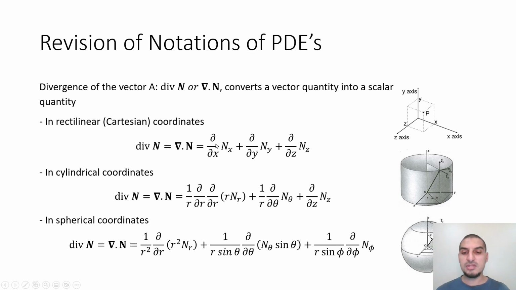In Cartesian coordinates, it's gonna look almost exactly like the case of the gradient, but in this case it's scalar, so I don't have ex, ey, ez, so it's just a scalar quantity. The divergence of n in case of cylindrical coordinates will take this shape. It's kind of more complex than the gradient, and here is the shape of the equation in case of spherical coordinates.